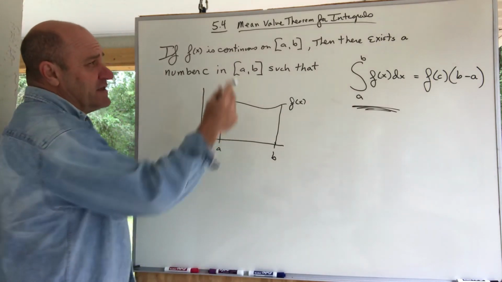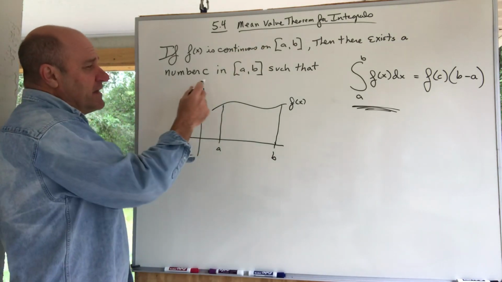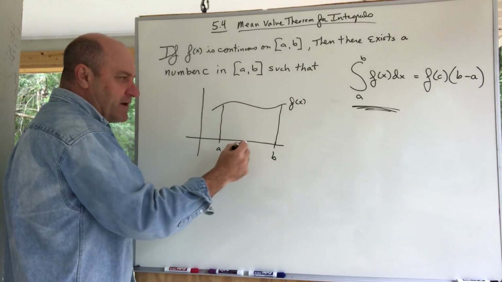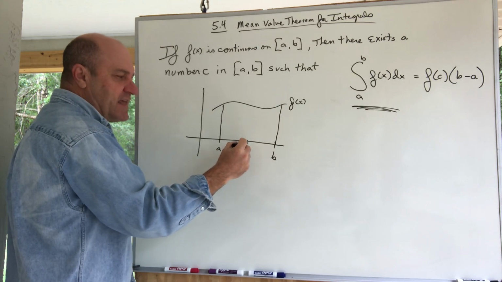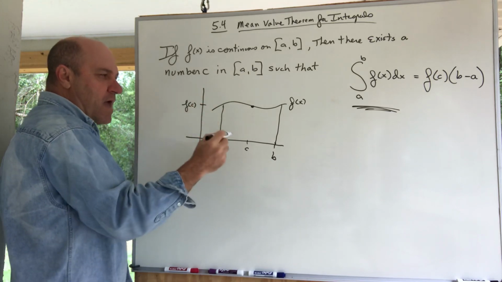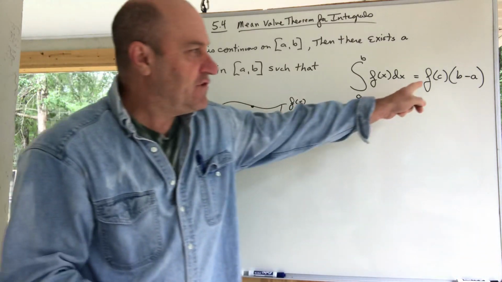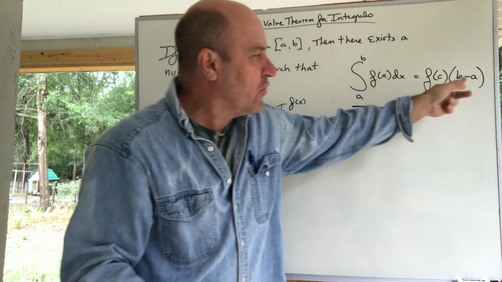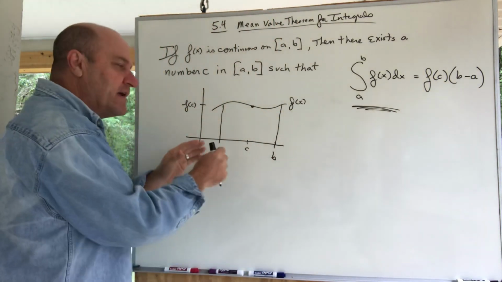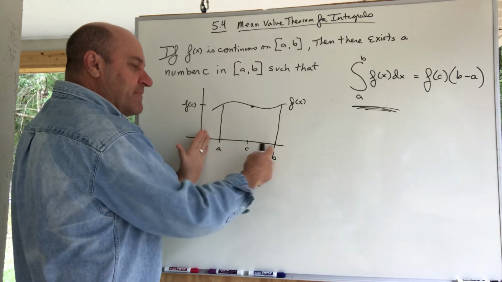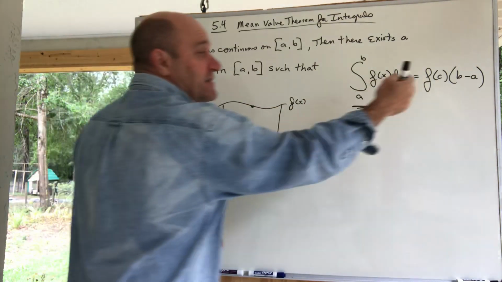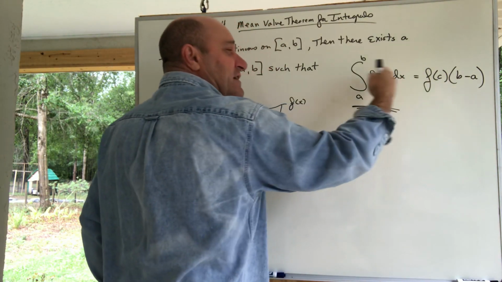What they're saying is there's a number c that lives in here, such that, maybe I could have drawn a better picture, if you plug this number c into the function, you get a height, f of c. And look what happens. If you take that height, f of c, and multiply it by that width, b minus a, it's like we make one big rectangle instead of a bunch of little rectangles. That one width times that one height gives us the area.